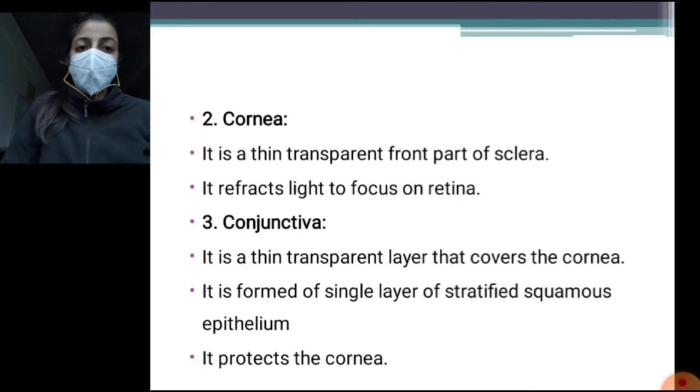Next is the cornea. The cornea is the thin transparent front part of the sclera. It covers the front part of the sclera and refracts light to focus it on the retina. Next is the conjunctiva. The conjunctiva is a thin transparent layer that covers the cornea. It is a form of stratified squamous epithelium formed of a single layer, and it protects the cornea.